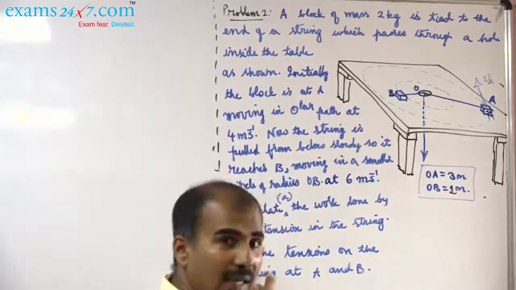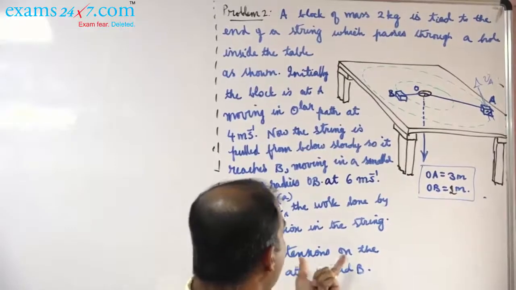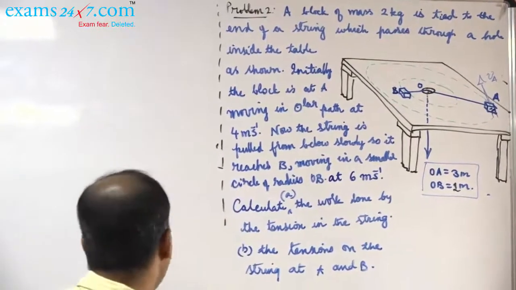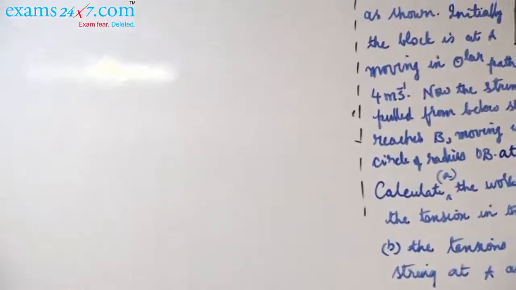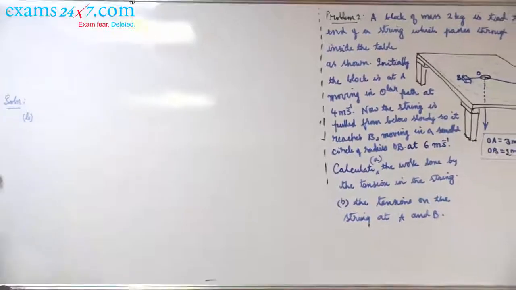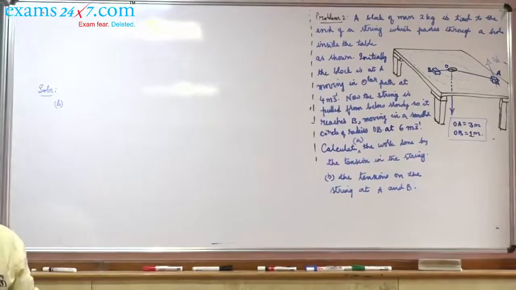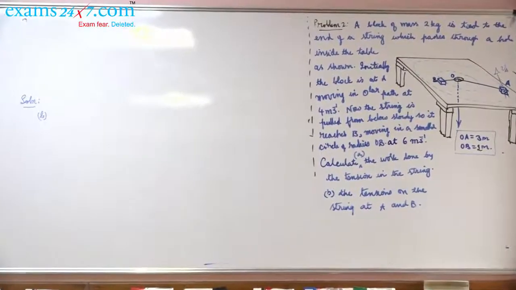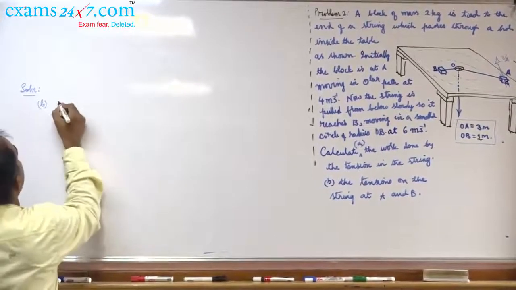Second part is very easy to do, very direct. The tension on the string at points A and B. Alright. So we will answer part B first. So that will allow us to see whether the tension is constant. If the tension is constant, that will enable us to apply the force times displacement rule. Is it possible in the first place? Let us find out. First of all, what is the tension at A?